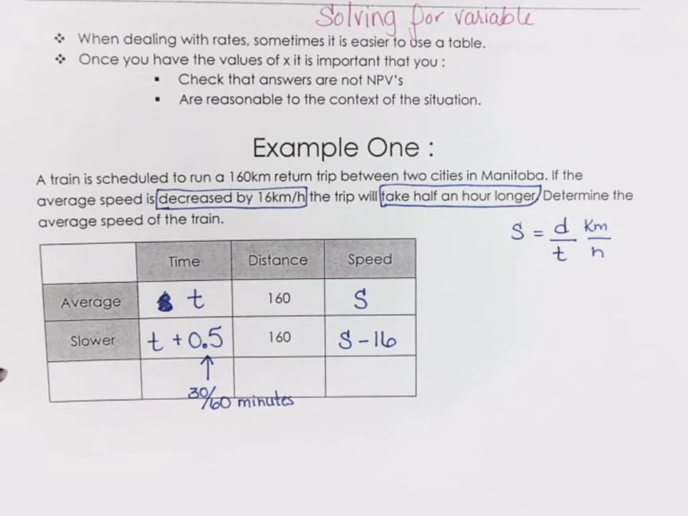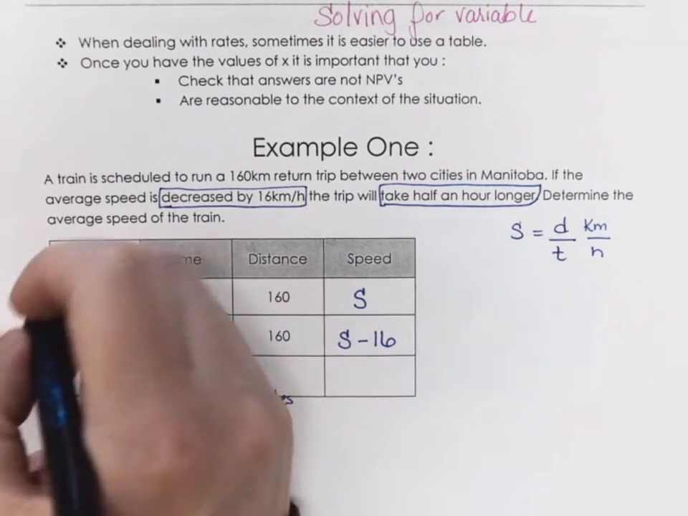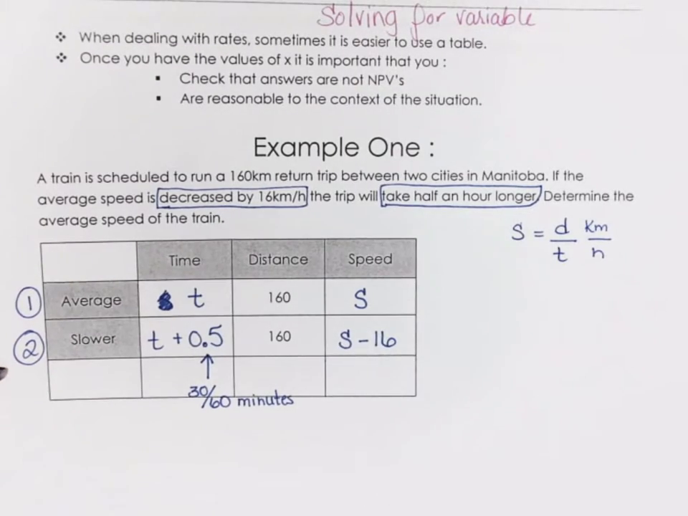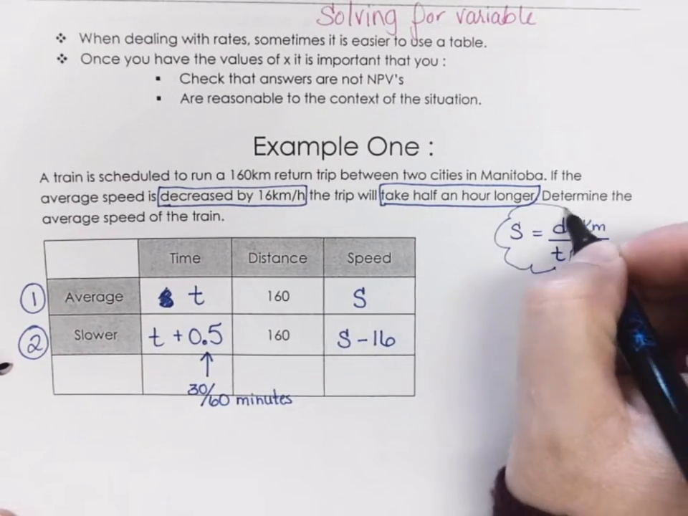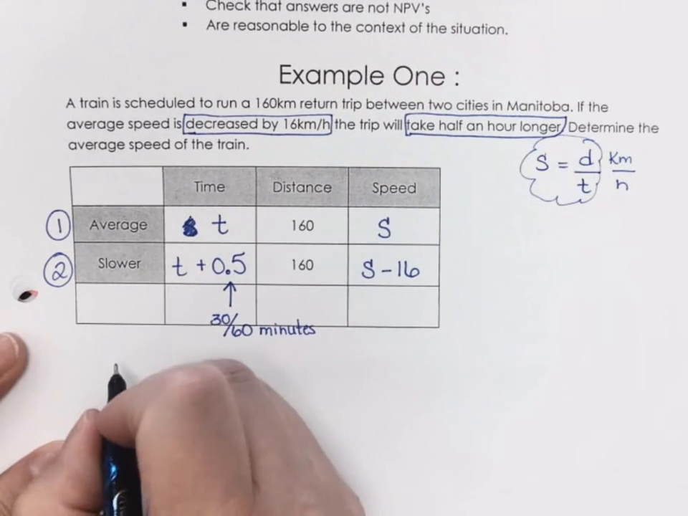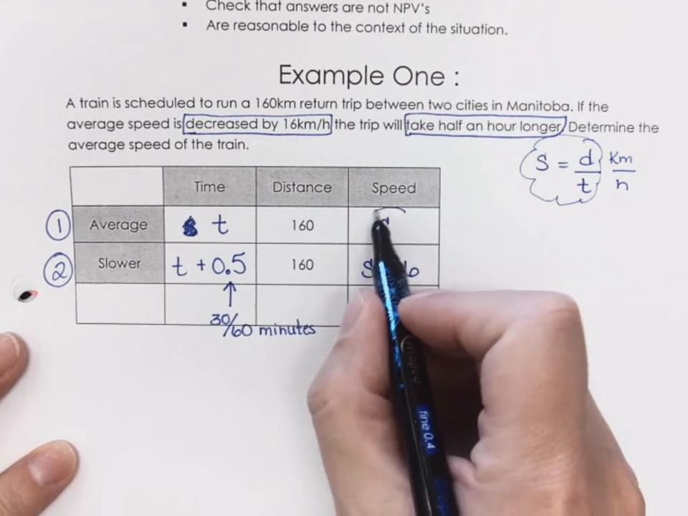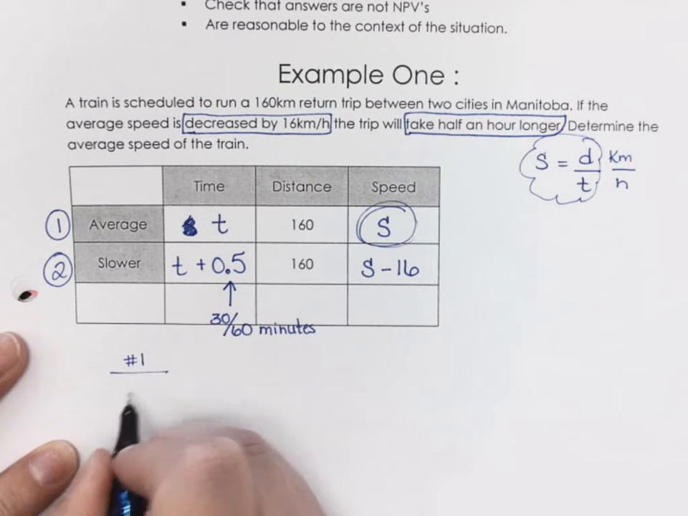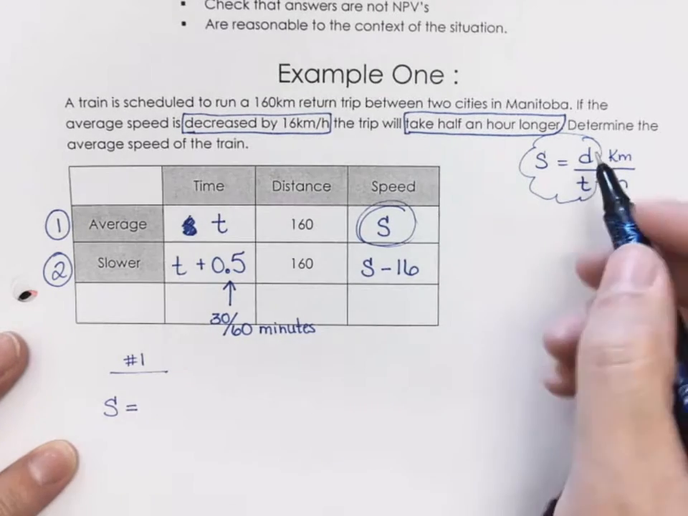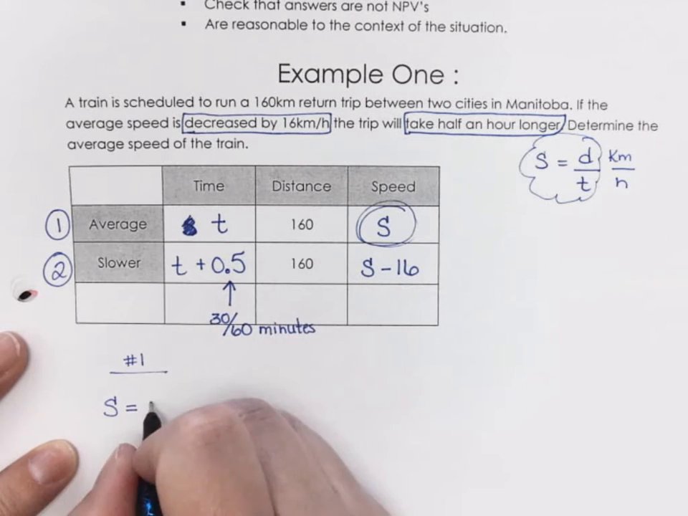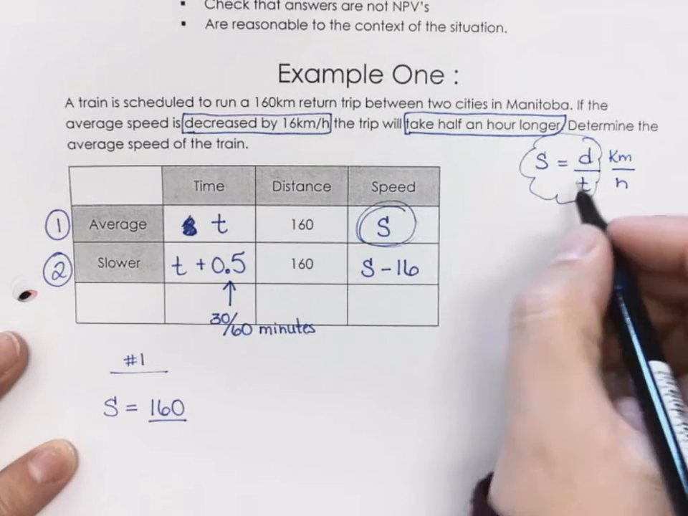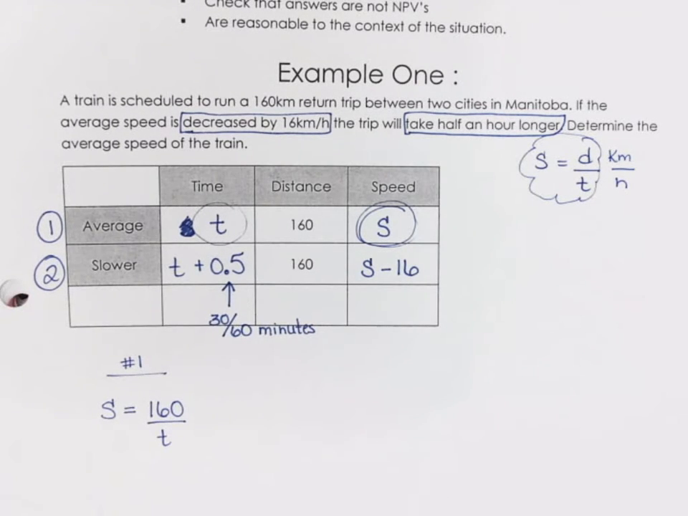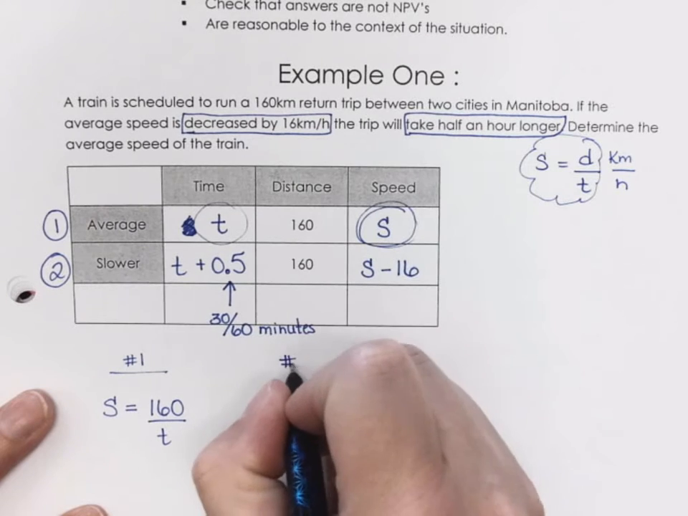Okay, so now I got this beautiful table. So I'm going to create an equation with this stuff, and I'm going to create a second equation with that stuff. So I'm going to use this formula here. Speed, and the letter I'm using for speed is S. So for equation number 1, I'm going to have S is equal to distance, which is 160, divided by the time, and in this case it's just T for this one. That's nice and easy, eh, everybody? Nice and easy.